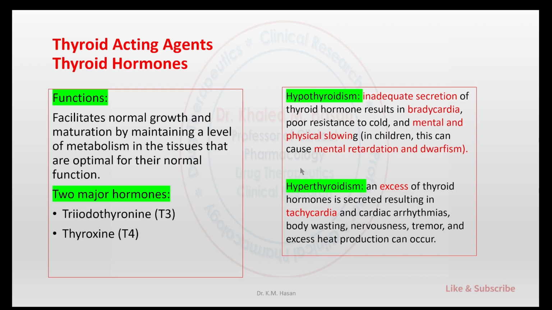On the other hand, we have hyperthyroidism. In hyperthyroidism, we have an excess in the thyroid hormone, and this leads to stimulation of the sympathetic system. We are speaking here about the catecholamines such as epinephrine and norepinephrine being increased and activated, and this will lead to tachycardia, cardiac arrhythmia, decreased body weight, nervousness, and tremor.